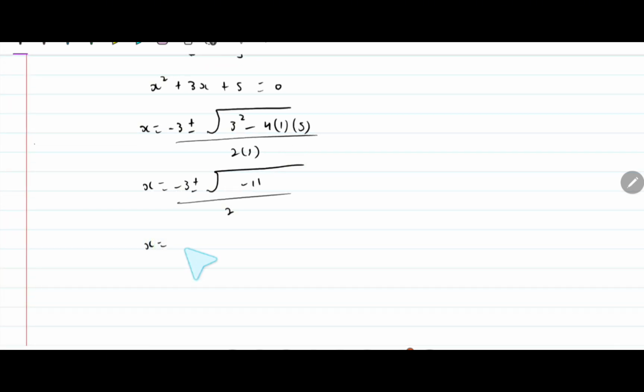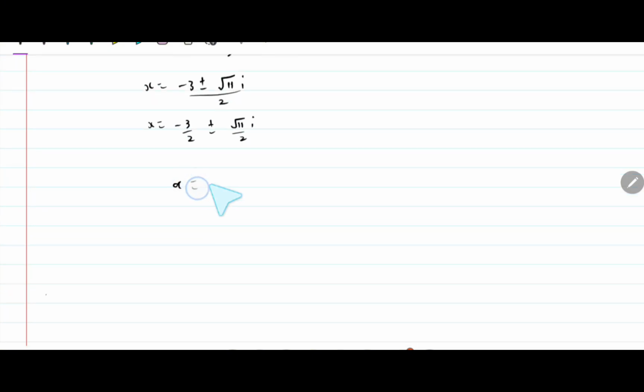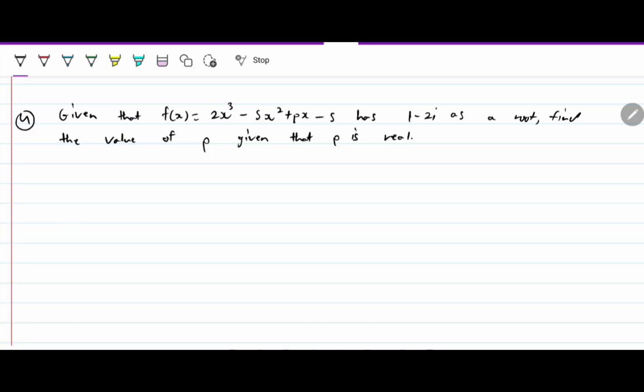So x is equal to negative 3 plus or minus root 11i, all over 2. Breaking this up, I'll have x is equal to negative 3 over 2 plus or minus root 11i over 2. So my roots are alpha might be negative 3 over 2 plus root 11 over 2 i, and beta could be negative 3 over 2 minus root 11 over 2 i. All right, so moving on to the next question.